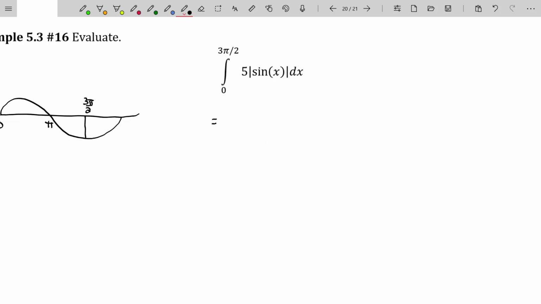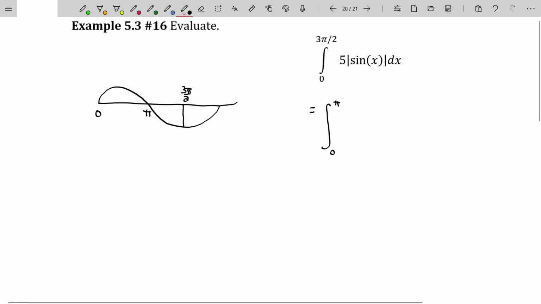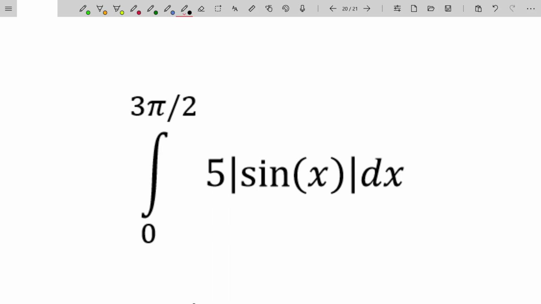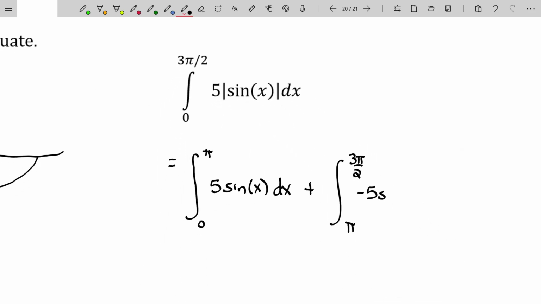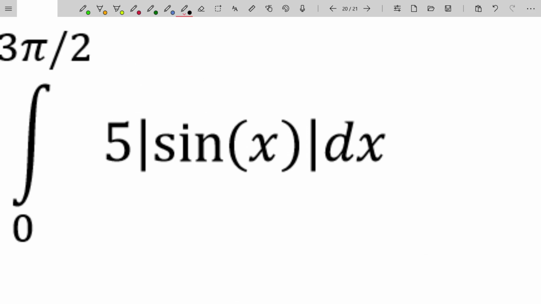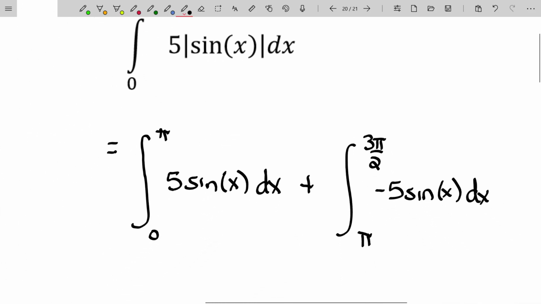So I could break this apart into the integral from 0 to pi, and on that interval our sine curve is above the x-axis, so there's no need for absolute values there. Plus the integral from pi to 3 pi over 2, and on that interval our sine is negative, so the absolute value can be ripped away but traded for a minus. So this will be a minus 5 sine of x dx. Again, you can just remove absolute values if the function's already positive, but if the function is negative, which it is between pi and 3 pi over 2, you replace it with a negative sign so that it forces positivity. And that's why we have that negative 5.